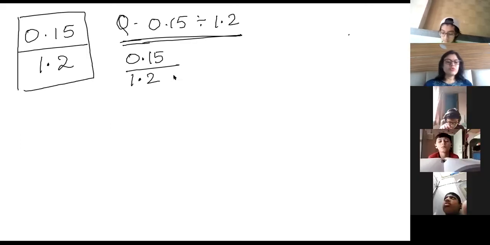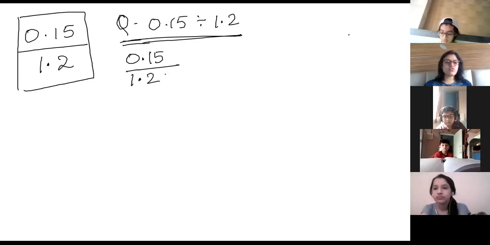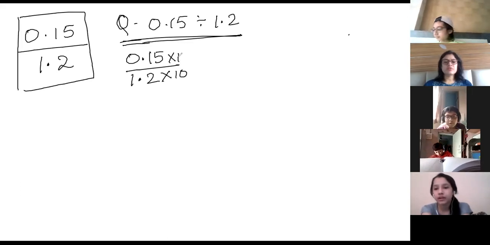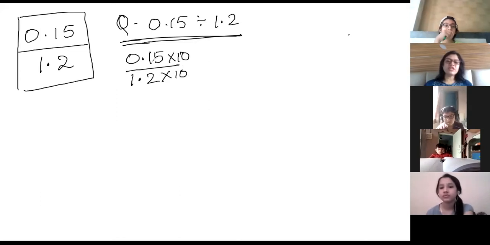1.2 multiplied by 100? No, I just need one decimal shift. So what number should I multiply? 10. Only 10. You will always multiply the denominator first, because numerator can be in decimal, but denominator cannot be in decimal. So I have to remove only the denominator's decimal part.